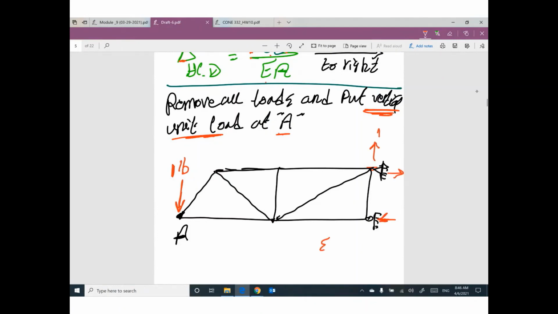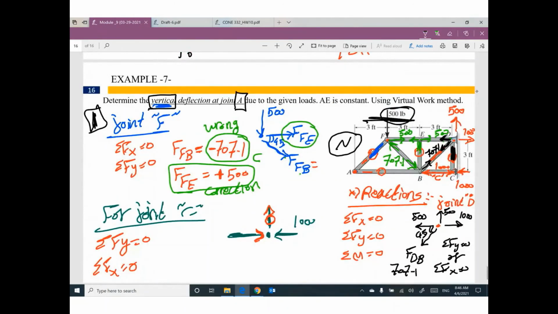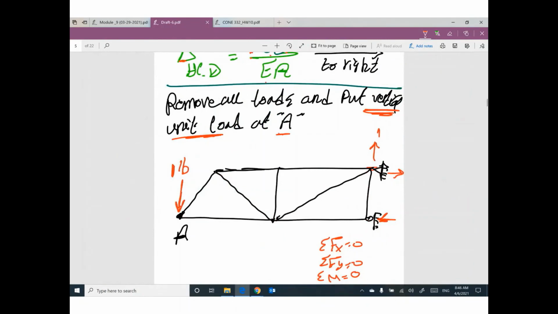If you apply summation F of x equals 0, summation F of y equals 0, and summation of moment at any point equals 0, I think this reaction will be 3. So 1 times 9 divided by 3. This one will be 3. This one will be 3. This one will be 1.